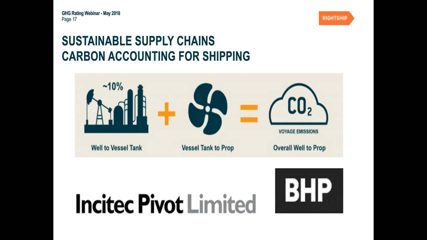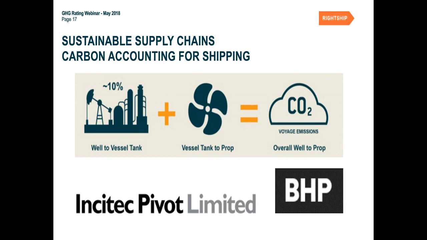So how do we do this? Well, we look at the whole life cycle of the vessel. So when it moves its cargo from A to B, that's the vessel's tank to propeller, or tank to wheels, some people might know it as. But also we take that full life cycle of actually extracting the fuel out of the ground and then refining it and getting it to where the vessel fuels. So this is known as basically the voyage emissions of carbon dioxide, or the overall well to propeller emissions.